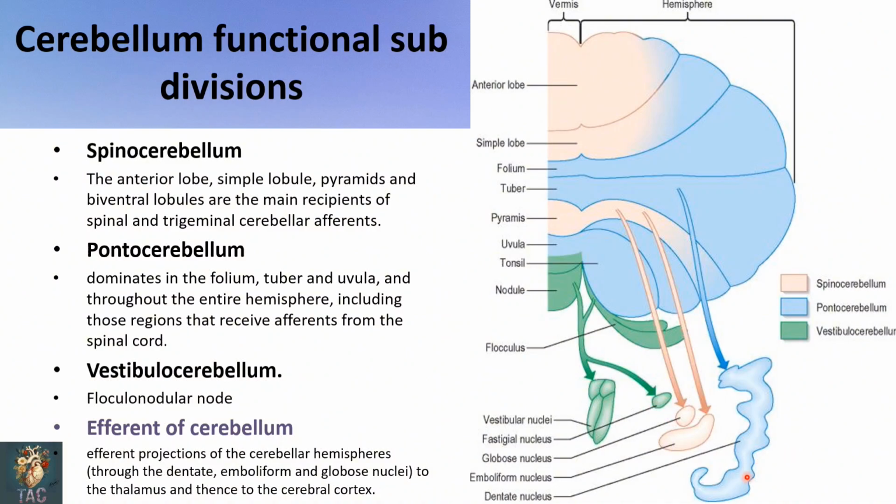It is very simple to memorize this: don't eat greasy food. Don't for the dentate nucleus, eat for the emboliform nucleus, greasy for the globose, and food for the fastigial. So these are the four deep nuclei present in the substance of the cerebellum, and functionally it is divided into the spinocerebellum, the pontocerebellum, and the vestibulocerebellum.